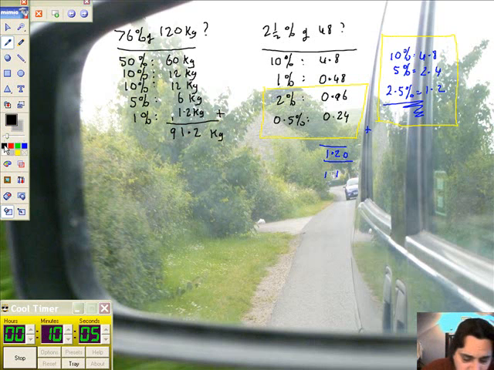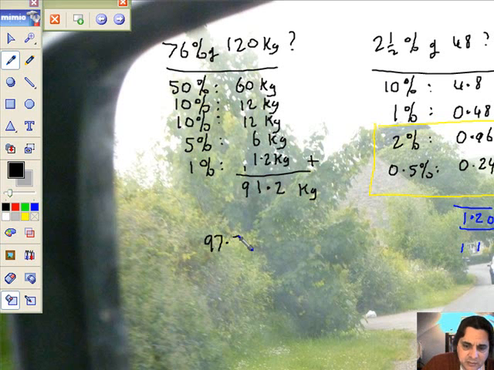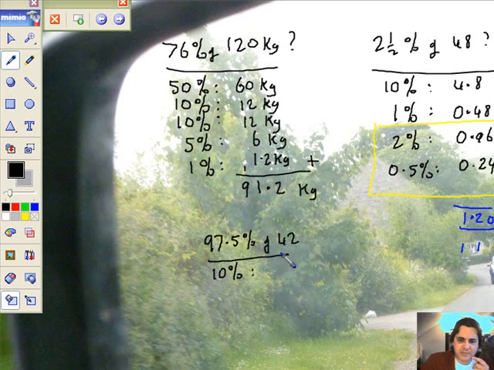Yeah, alright, let's do 97.5% of 42. Here I go, 97.5% of 42. Well, basically I've got 100% less the 2.5%. So let's just go down the route of getting 2.5% and dealing with it. Right, so starting off with 10%. 10% is going to be, well, 4.2. 5% is going to be half of that, which is going to be 2.1, and 2.5% is going to be half of that, which is going to be 1.05.